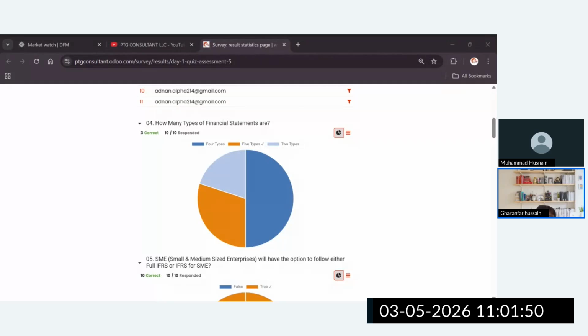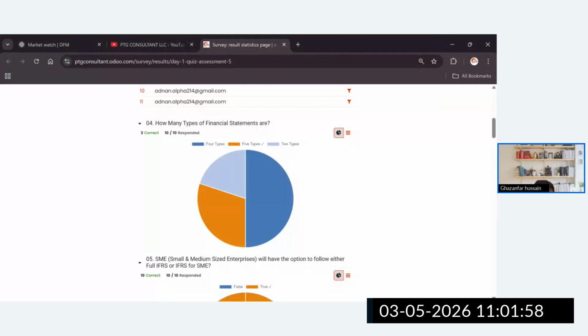Good morning. Today is our fourth session, and we have done the question-and-answer activity to test our understanding of what we learned in the previous three sessions. Here we already have the result of the assessment that participants attempted today. We're going to see these questions and the responses we received from the participants.